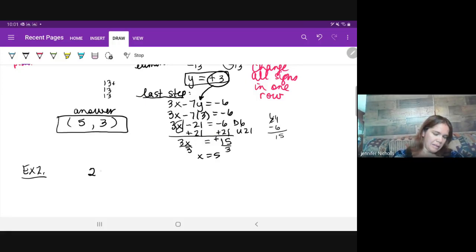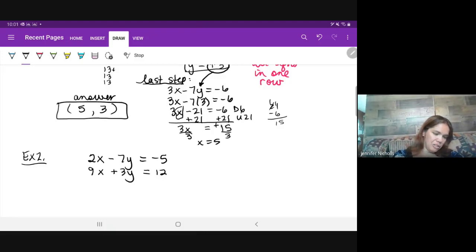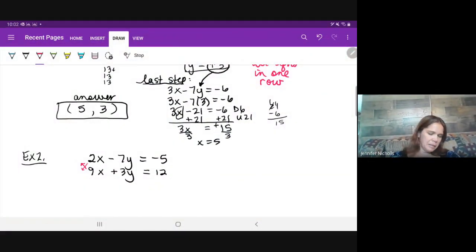Okay, we have 2x minus 7y equals -5, and 9x plus 3y equals 12. Okay, so the plan is to do the switching thing. And then I'm going to show you in example 3 a way to be a little more creative, if you want to think to save yourselves maybe big numbers, but you have to think more. And it only sometimes works. So the way I'm showing you with the arrows works every single time.